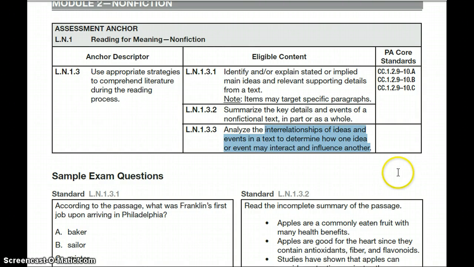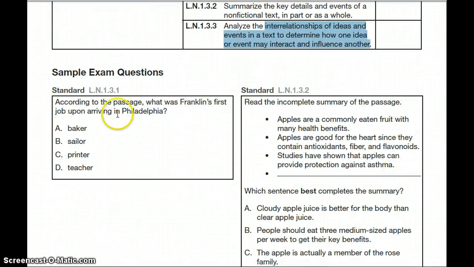So what these questions might look like: according to the passage, what was Franklin's first job upon arriving in Philadelphia? This is pretty cut and dry. According to the passage tells you that the answer is found directly in the text. Go back and reread it. This is a comprehension thing. It is a recall type of thing, something that if you go back and take a look at the text, you will see it in black and white print.